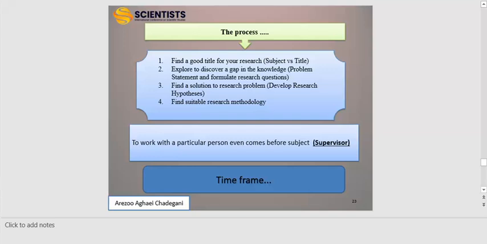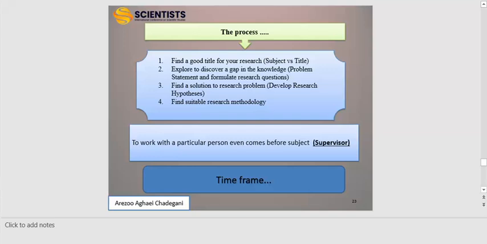Sometimes you need to find a good title for your research. This is subject versus title. Subject is the research area that you choose first, but title is the words that you write on top of your research. Number 2, explore to discover a gap in the knowledge. This is the problem statement, and formulate your research question. The research question is very important in the research, and every aspect of the research leads to the research question.